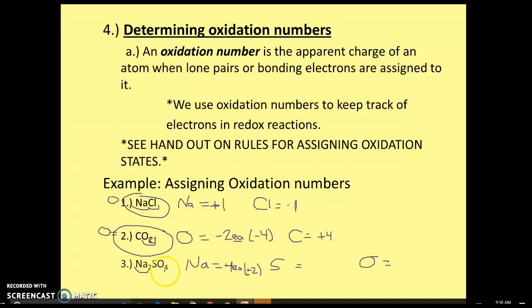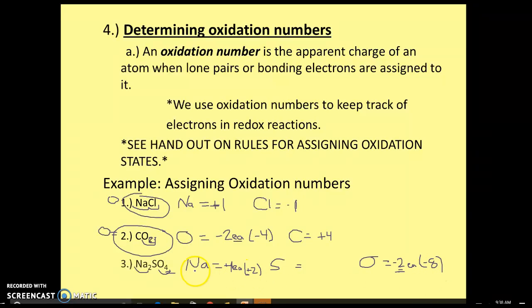sodiums. Then sulfur. I'm not sure about sulfur yet. There's no rule for sulfur. So let's jump to oxygens. We know the oxygens are always going to be worth -2 each. So 2 times 4, -2 times 4 is going to be -8. So that's how much charge oxygen is bringing.